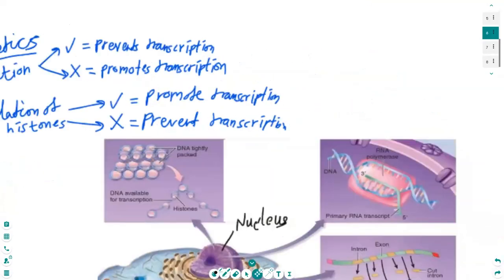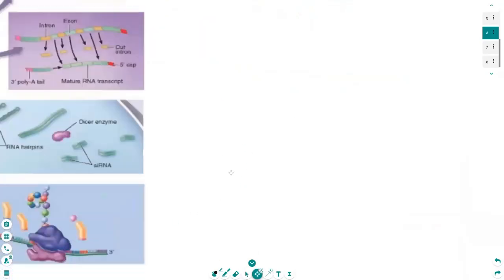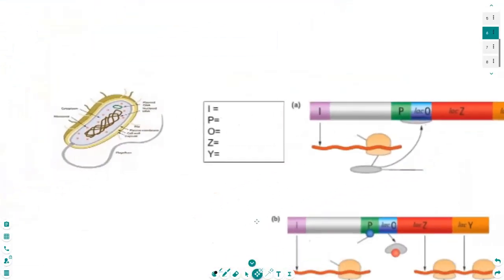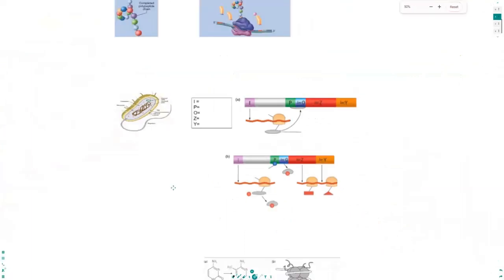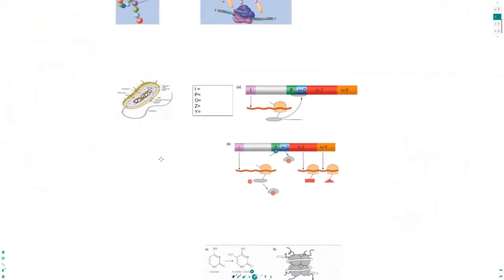But what about prokaryotes? To do that, we need to look at a specific case study on how transcription is regulated in prokaryotes. This is a case study in E. coli bacteria cells. So here we have E. coli.